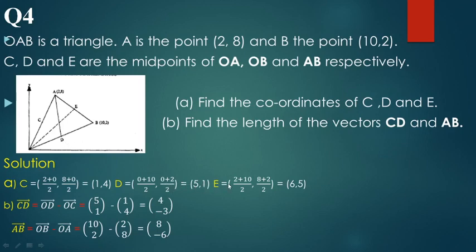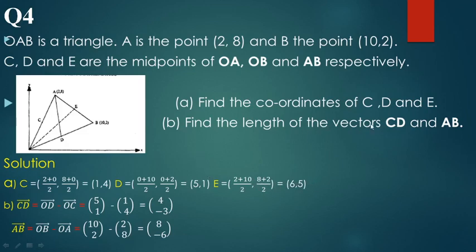The coordinate of E: I have been told it is the midpoint of AB. So it will be 2 plus 10 over 2 and 8 plus 2 over 2. So 10 plus 2 is 12 over 2 is 6, and 8 plus 2 is 10 over 2 is 5. So the coordinate of E is (6, 5).